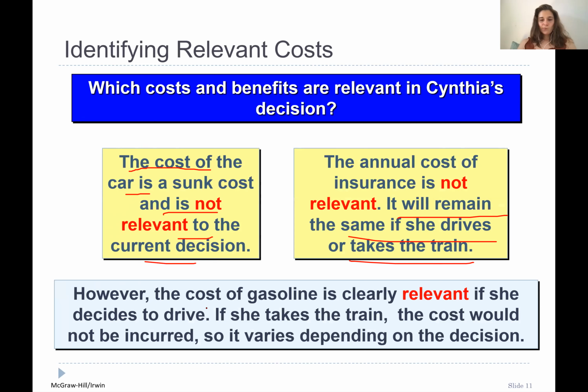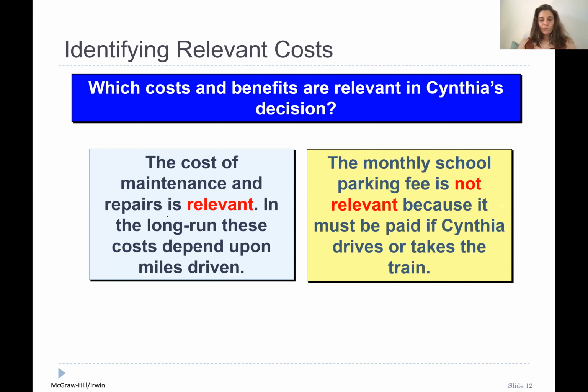However, the cost of gasoline is clearly relevant. She can save the gasoline cost if she chooses to go by train. The cost of maintenance and repair is relevant. The more she drives, the more there are repairs and changing of oil and all those things, brake oil, engine oil. So those costs are clearly relevant.